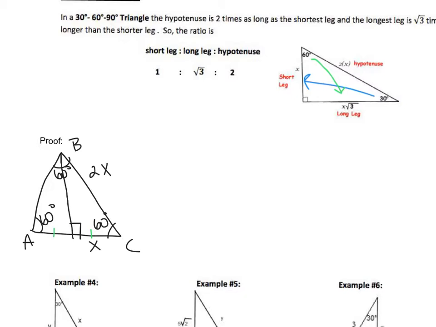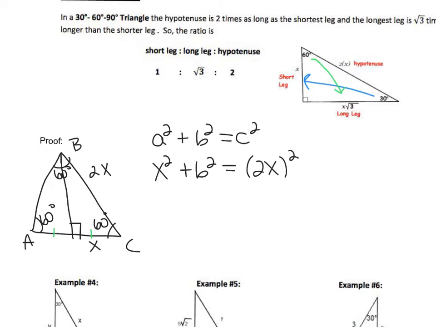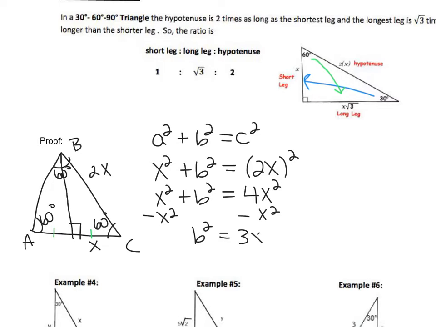Now all that's left to do is find the length of our other leg in our right triangle. And this is where the Pythagorean theorem comes in. So instead of a squared plus b squared equals c squared, we're going to have x squared plus b squared equals, and instead of c, we're going to have 2x in parentheses and then squared. So we end up with x squared plus b squared equals, and then when we square 2x, we square the 2 and the x. So we're going to end up with 4x squared.